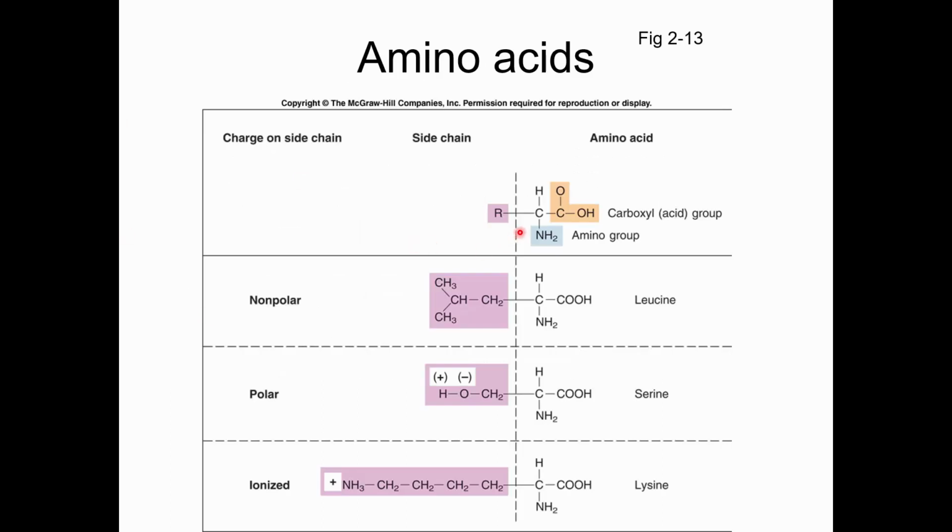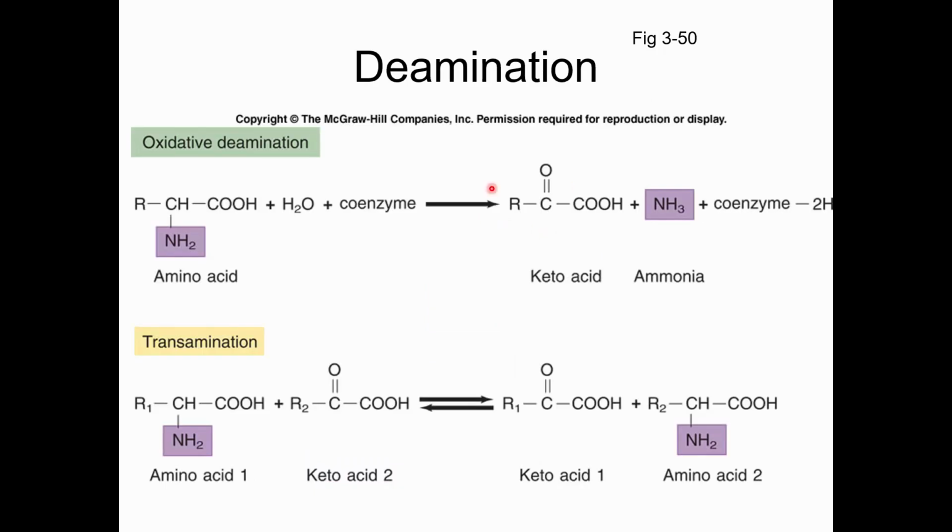Amino acids, remember we've got a central carbon, a carboxyl group, an amino group, a hydrogen, and some kind of remainder group. They can be nonpolar or polar or ionized, or we can organize them into acidic, basic, and neutral. With the amino group on, you can put them together and make them into peptides. But if you want to use an amino acid for energy, you've got to take this amino group off. And that process is called deamination.